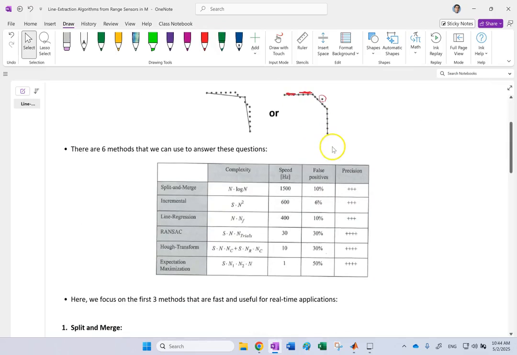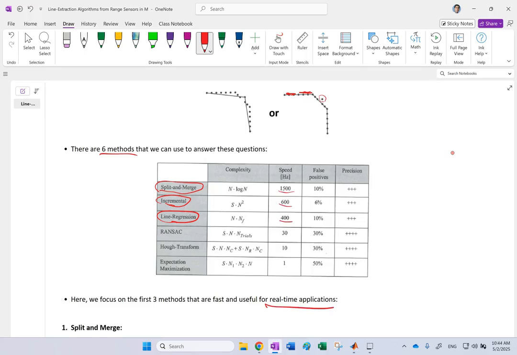And in general, if you look at the literature, there are 6 major algorithms that you can use for answering these questions. The 3 fast ones that I'm going to focus on in this video are called split and merge, incremental, and line regression. If you look at them on a good computer, in terms of speed, they can be implemented at very fast speeds like 1500 hertz, 600 hertz, and 400 hertz. So they are really good for real-time applications.